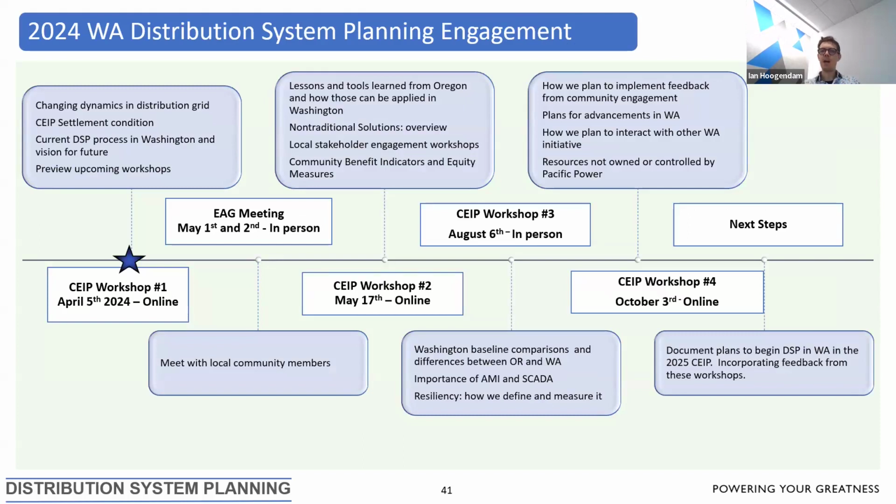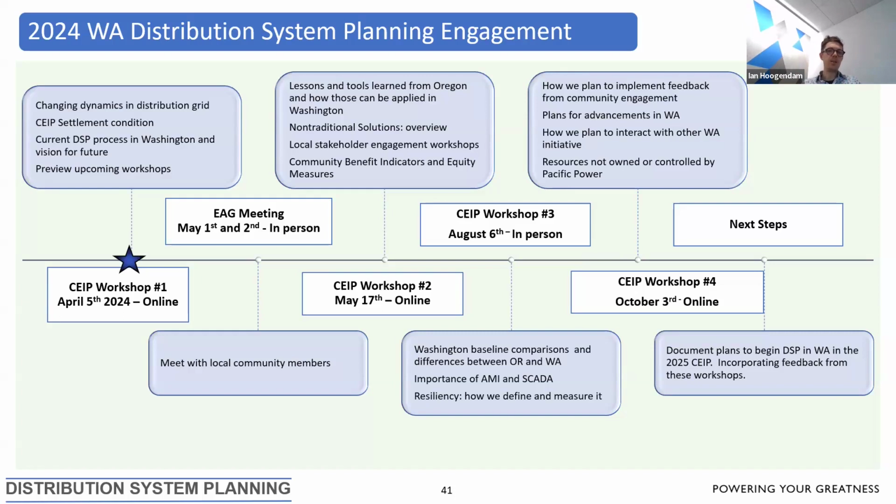At the upcoming CEIP meeting on May 17th, we'll discuss some of the lessons learned from our experiences in Oregon. We'll discuss how we see those insights being effectively applied in Washington. We'll discuss some of our innovative approaches to non-traditional solutions. These are also known as non-wire solutions, and how collaborative efforts with the communities are shaping cost-effective and mutually beneficial solutions to address grid needs.